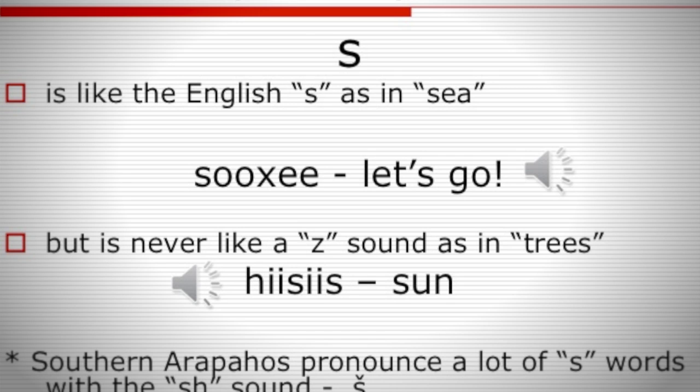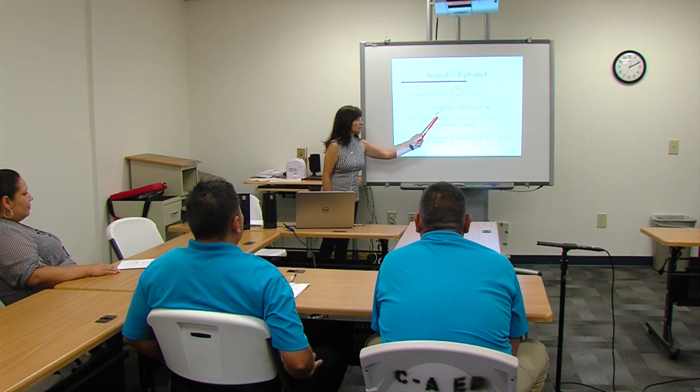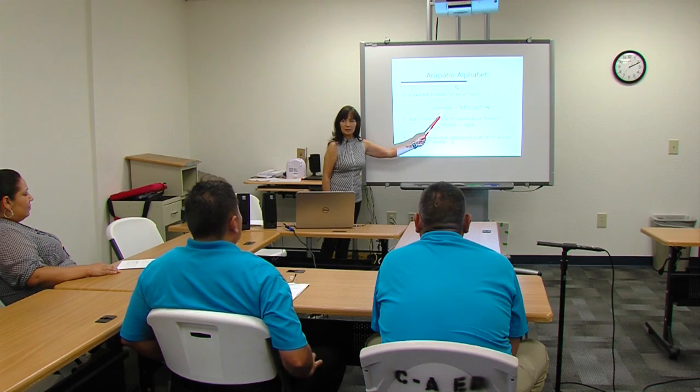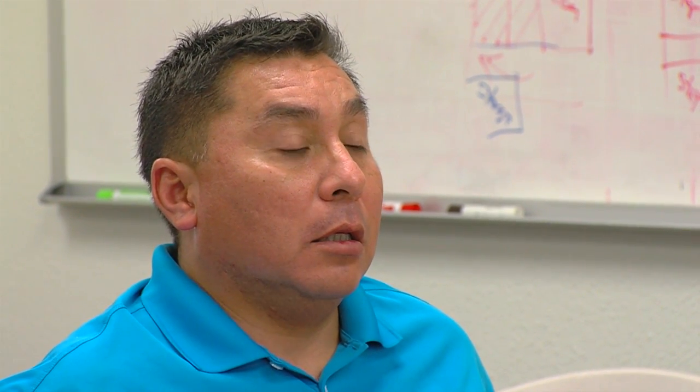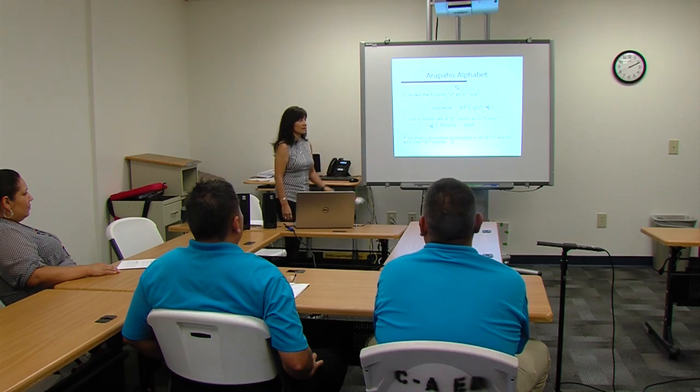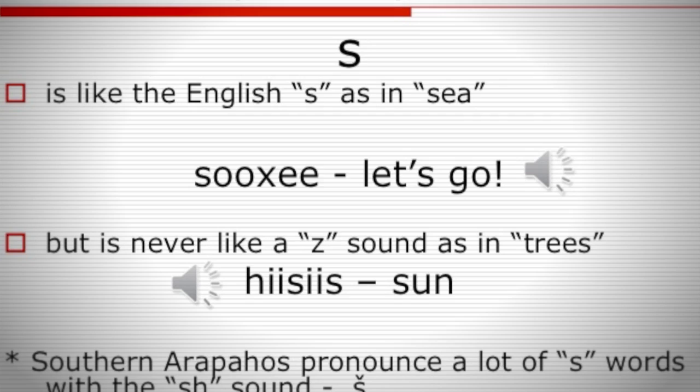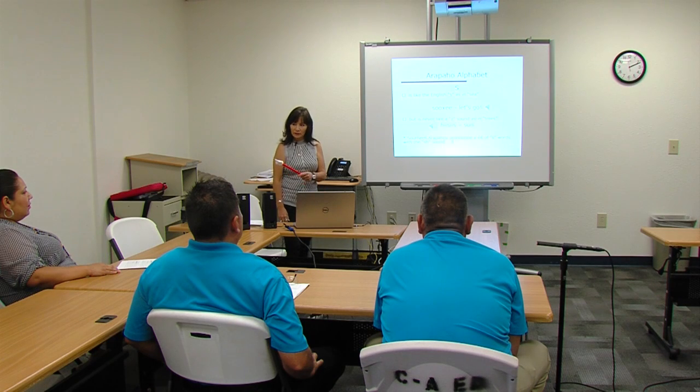Soka. Nihi. Soka. We're going to get to this here in a little bit, but it's got that sound. Now the S never sounds like a Z, like trees in English. This is the way you say sun. He sees. Nihi, he sees.